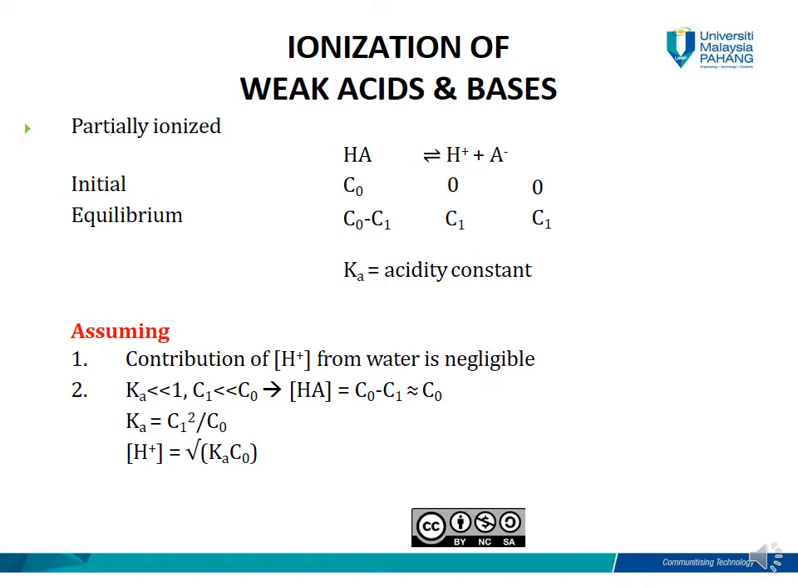Okay, so what we can do is that the C naught minus C1 is similar to C naught. So we can estimate that C1 is very, very small. That's why it's still C naught. So next, Ka will be equal to C1 to the power of 2 divided by C naught. At the end you will get that H plus is equal to the square root of Ka times C naught. So you can do this method or any method that you can easily understand. So this is another method.